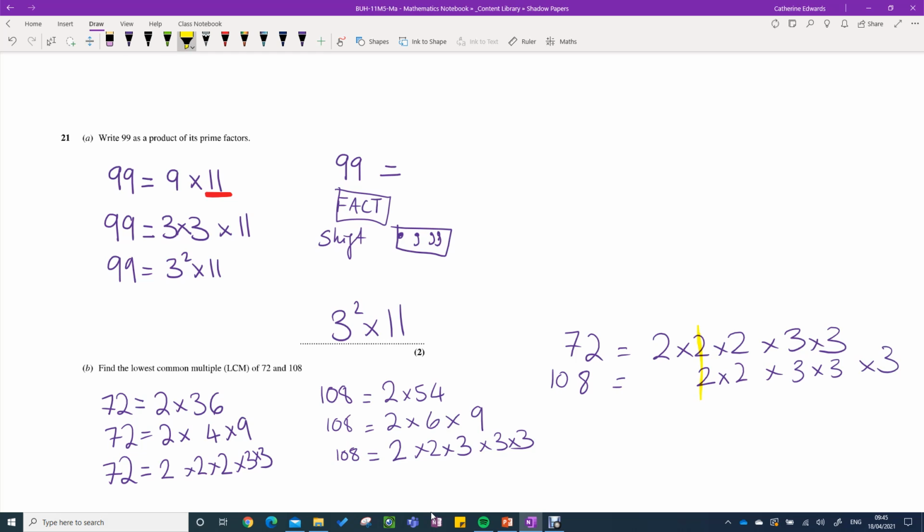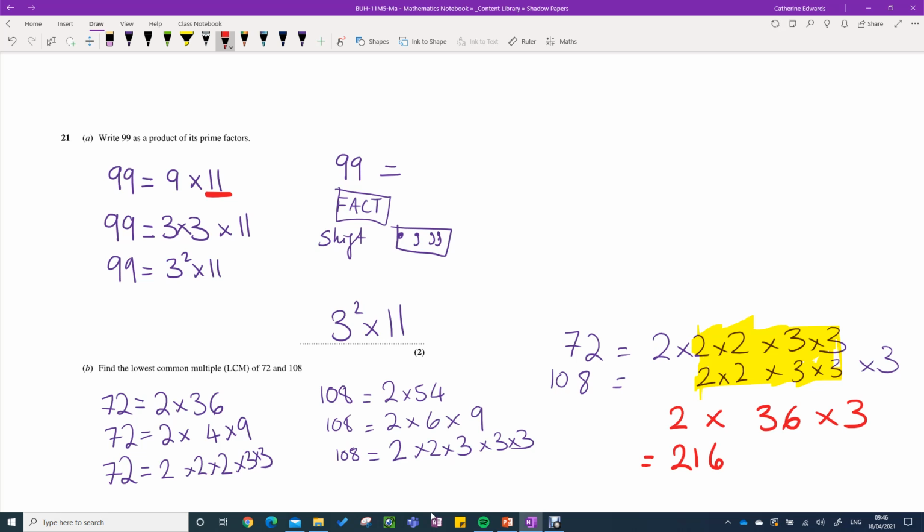So I know the lowest common multiple has got to be in this times table, which is the 36 times table. 2 times 2 is 4, times 3 is 12, times 3 is 36. But it also has to be here in this 2's, and it has to have the 3's. So I'm going to do 36 times 2 times 3 on my calculator, which equals 216.